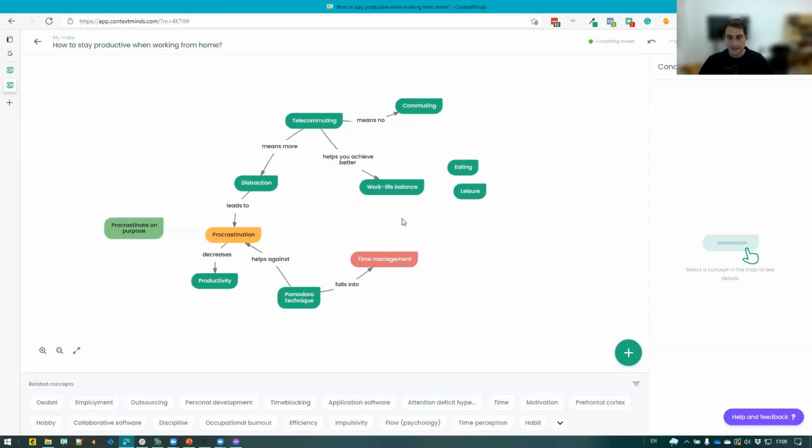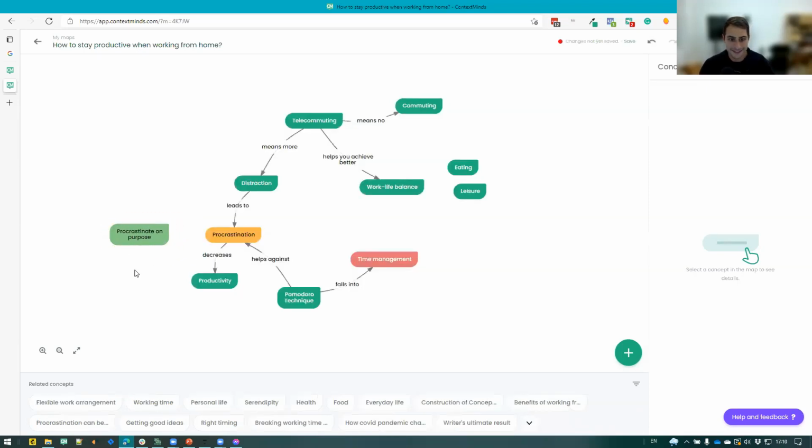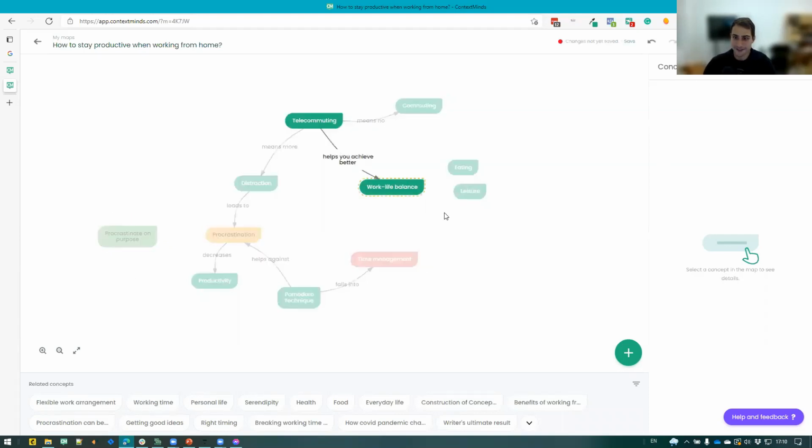Now notice that I had finished the linking, and there are some concepts that I didn't interlink with the others because at this moment I'm not sure how to link them. For example, this book saying that procrastination can be good. I don't know where I would go with that with this topic, so I will just leave it here floating. And the same with this speaking about eating and leisure time related to work-life balance. Let's say I'm not sure right now how I would integrate these topics into the article, so I will just leave them floating around for later, and I will focus on those that I connected.